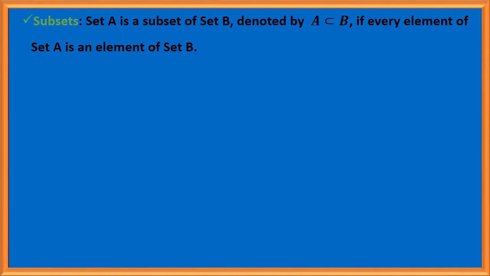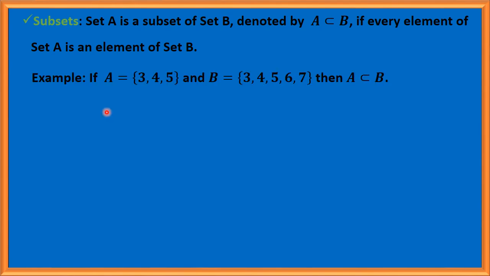We also have the subsets. When we consider two sets, let's say set A and set B, set A is a subset of set B and is denoted by A, this symbol, and B, if every element of set A is an element of set B. That is, if all the members of set A can be found in set B, then we say that set A is a subset of set B. For example, if set A is {3, 4, 5} and set B is {3, 4, 5, 6, 7}, we can see that 3 can be found in B, 4 can be found in B, 5 can be found in B. That means all the elements of A can be found in B. So this makes set A a subset of set B.